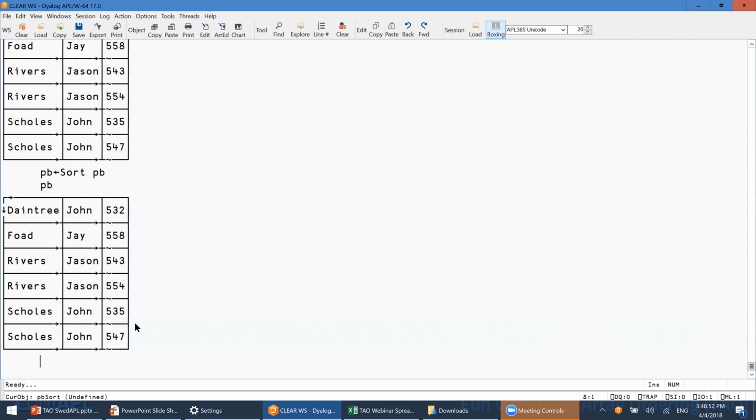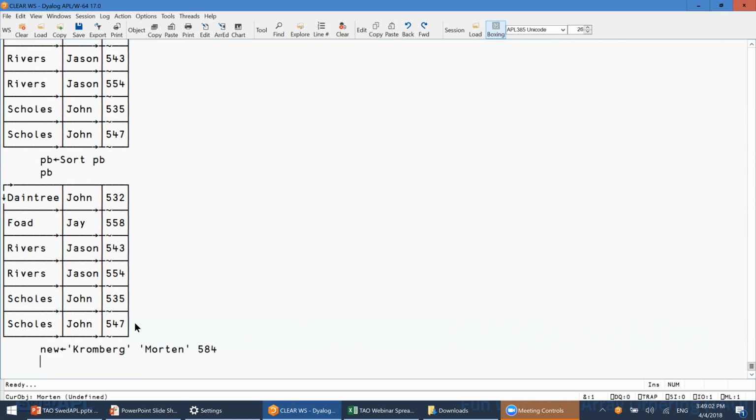Here's an interesting one. Here's a new record. I want to insert this in our phone book. One thing you could do is append it to the end and then resort. But if you had a trillion entry database, that might not be the best idea every time you want to insert a new record. That might be a little bit expensive.